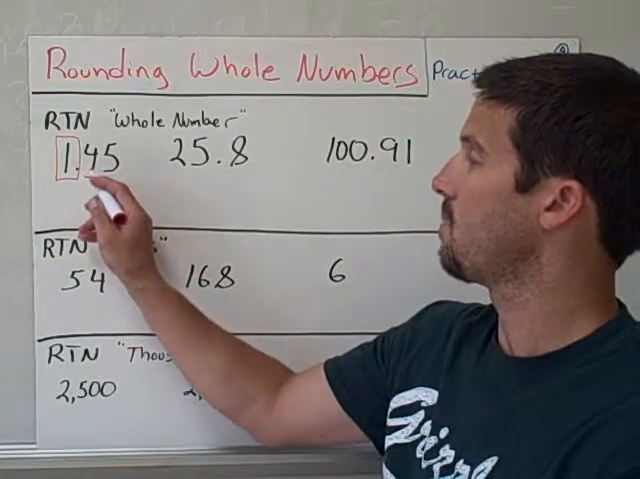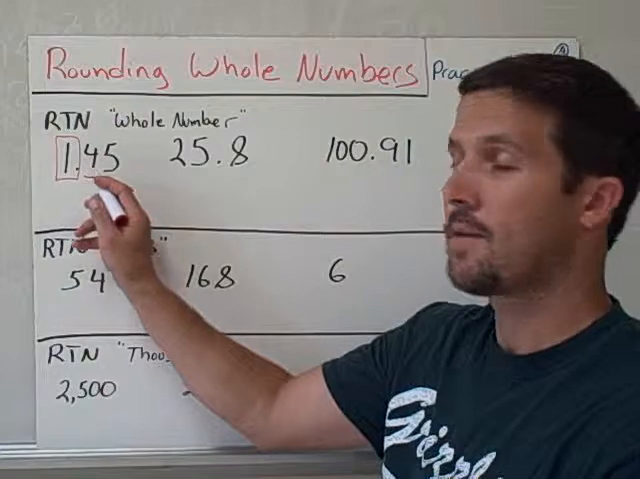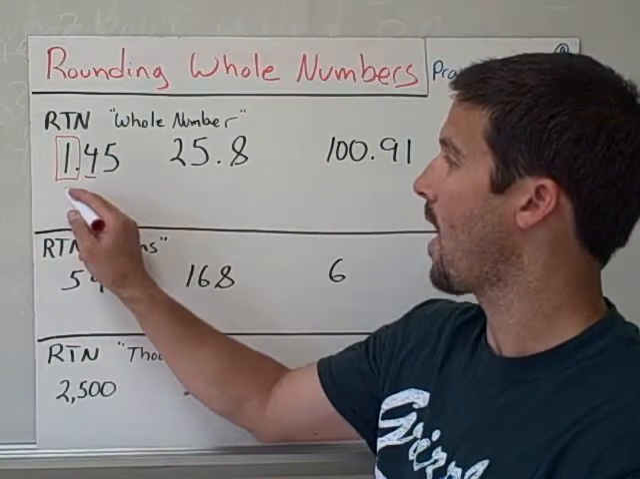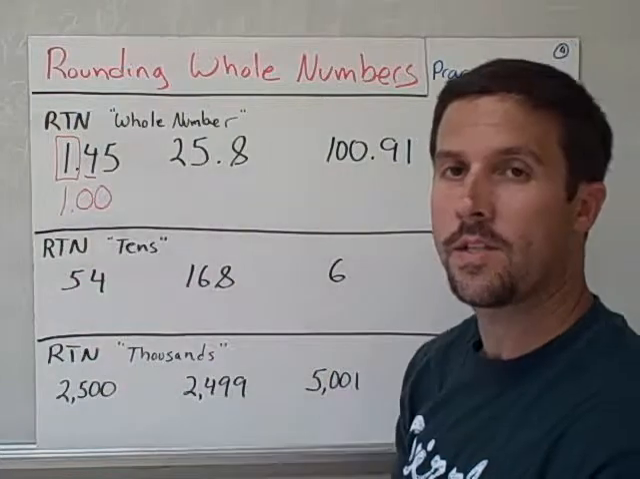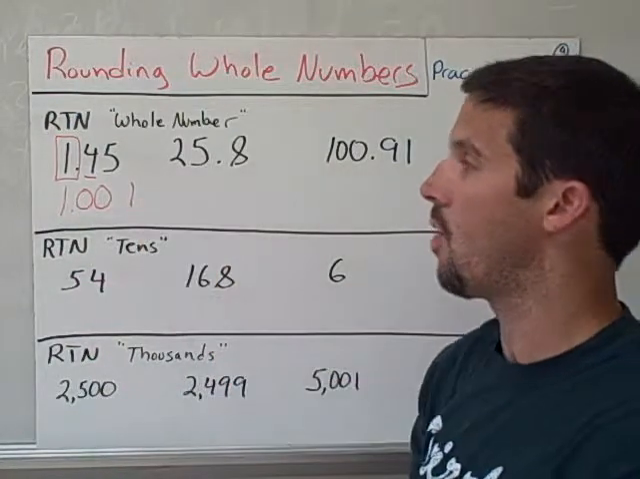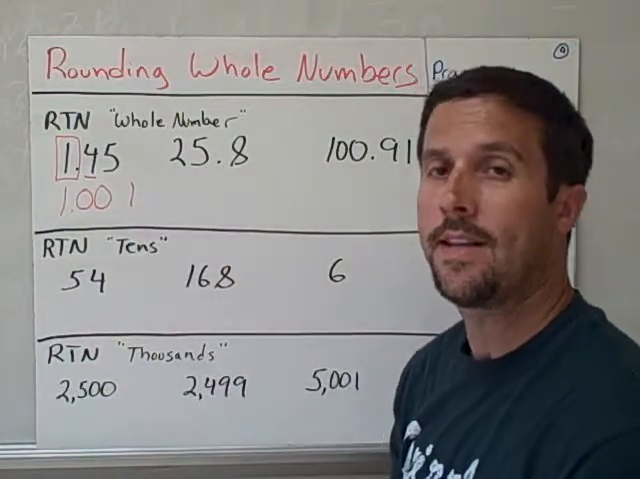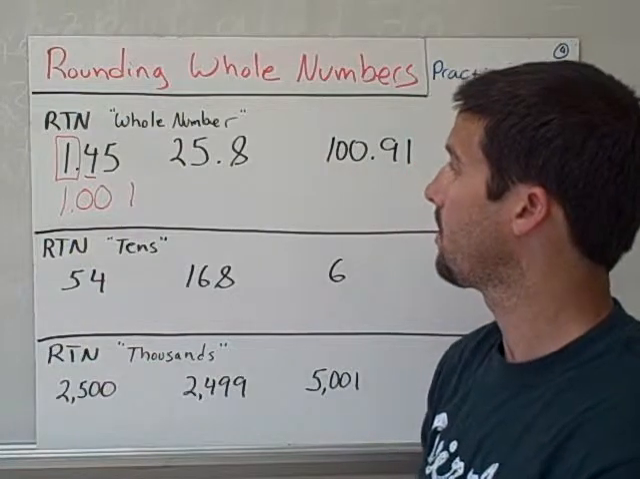This is the nearest whole number because all the numbers on the other side of the decimal are decimal numbers. So I see that number is below or in my smaller column. So I'm going to round this number to 1.00 or just 1. It's closer to 1 than it is to anything else. Okay?